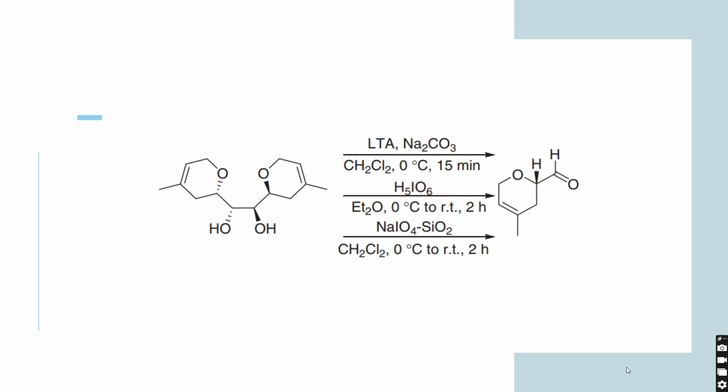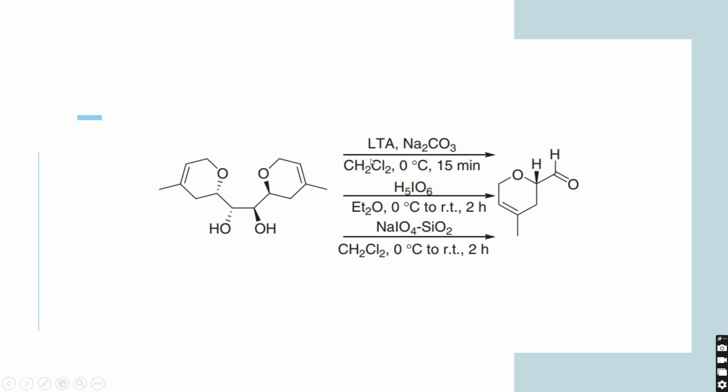Again, I have given you this particular substrate which can react with all three different types of reagents, and all three, lead tetraacetate, hydroiodic acid and sodium metaperiodate, can give you the same product. And if we talk about the yields, this particular substrate is known to give comparable yields in all these three reactions. It is almost the same. It is just the reaction time you have to notice.